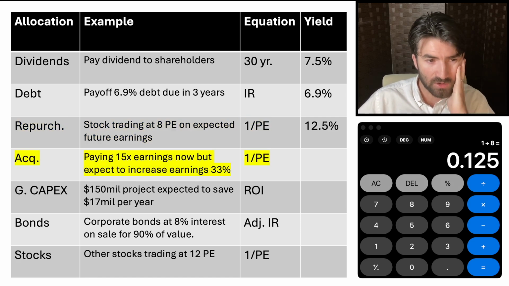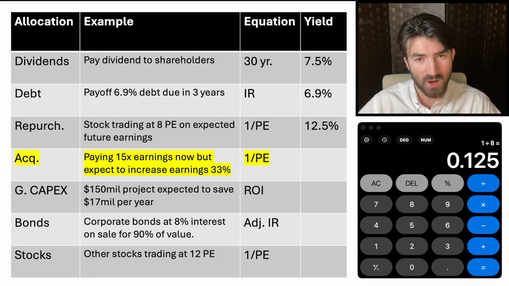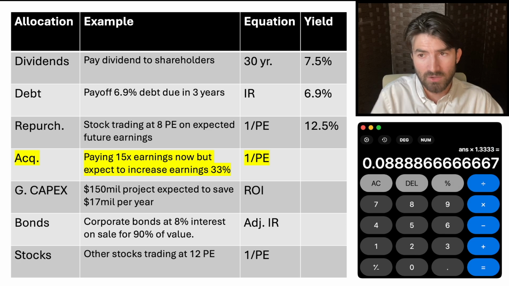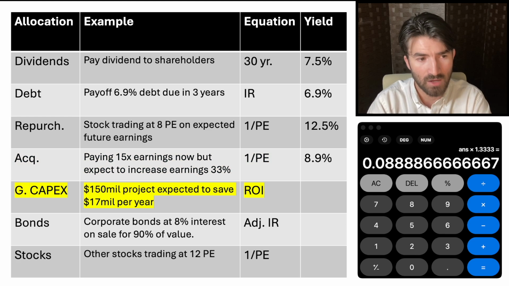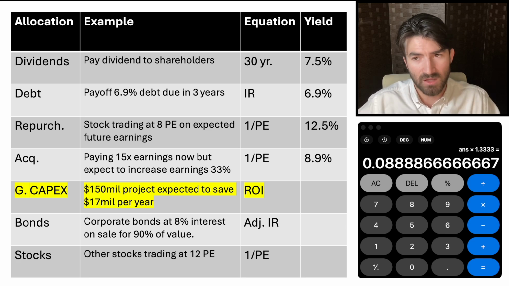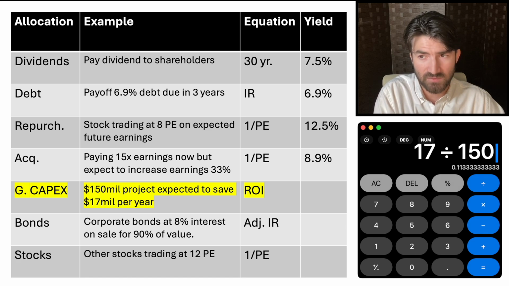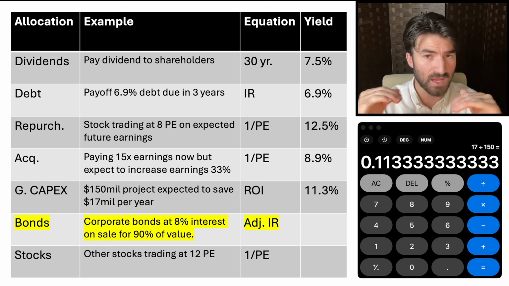All right, they can acquire another company. In this scenario, they would pay 15 times earnings for that acquisition, but expect to increase earnings 33% right after buying it due to consolidation and all that. So that's easy. It's just 1 divided by 15 times 1.333, and you get 8.8, or I'll just say 8.9%. All right. Growth CapEx. Some engineer comes pitching a project that's going to be $17 million a year savings on $150 million of initial investment. So 17 divided by 150 is 11.3%.